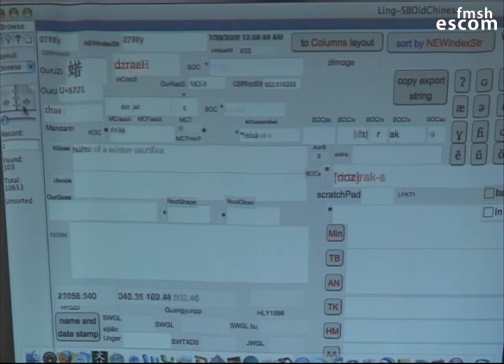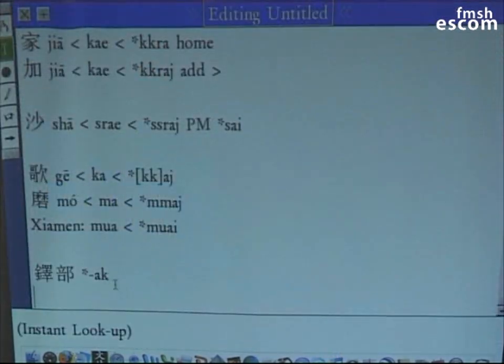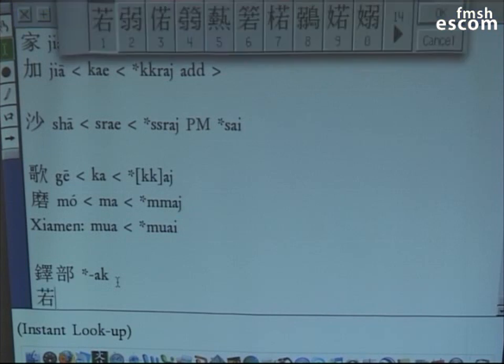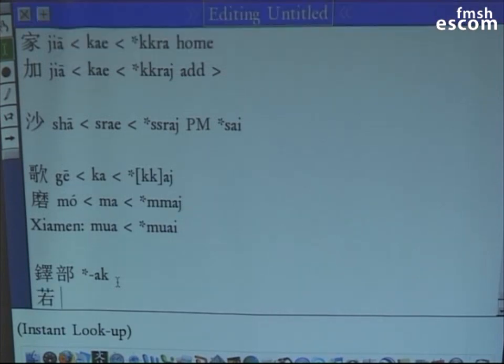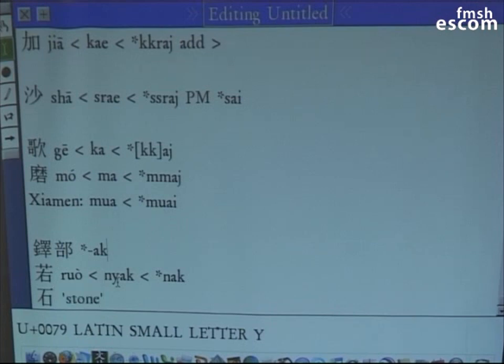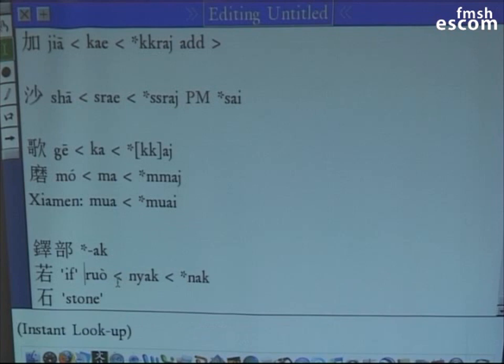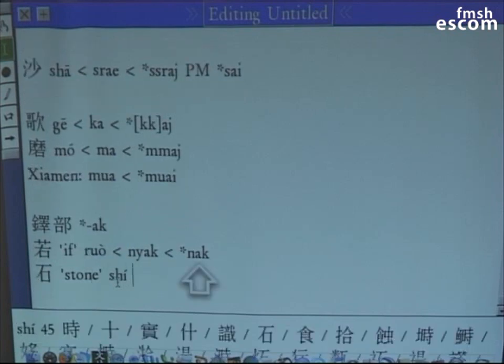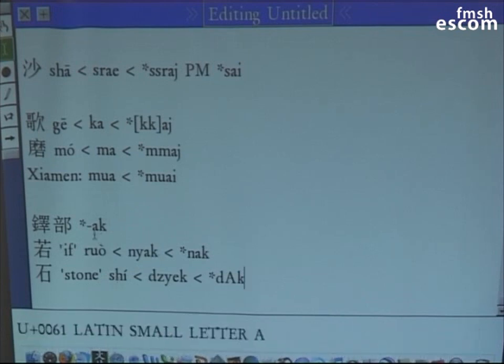It's not necessarily a very common one. A good example is ruo, this is like "if", and in Middle Chinese it's nyak. And this comes from knock, okay? And shi, stone. I put glosses here in case you know. Now, these two words rhymed in Old Chinese.